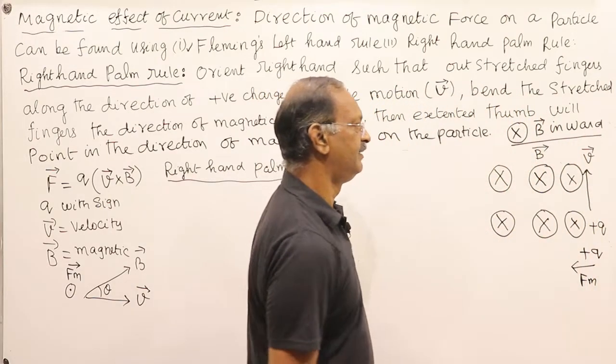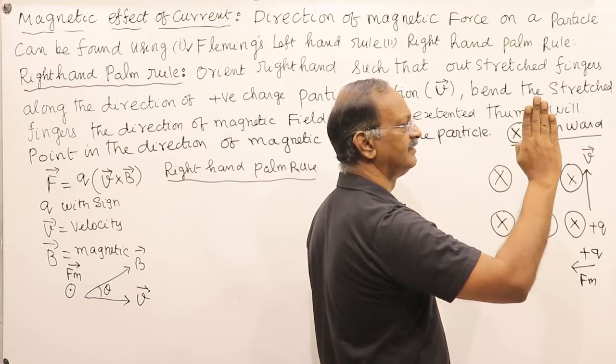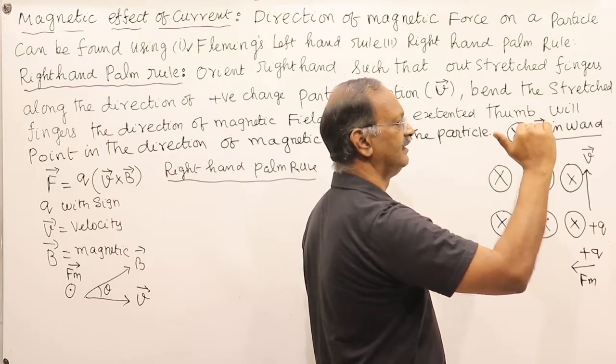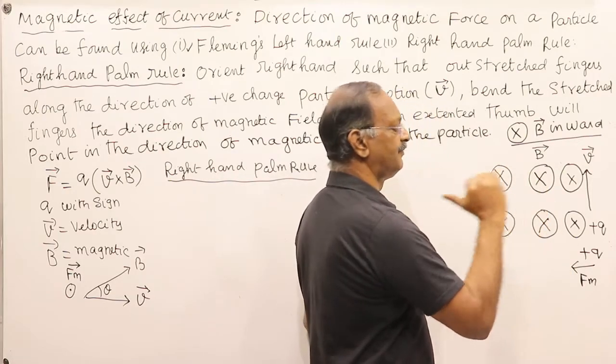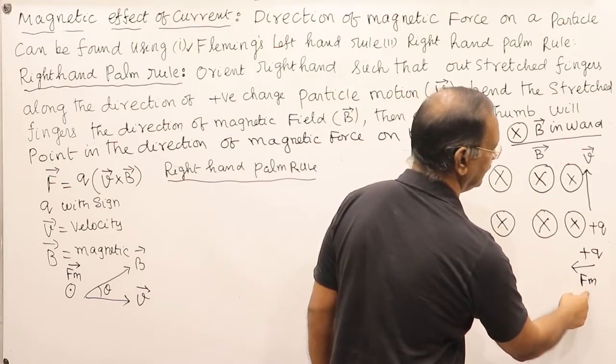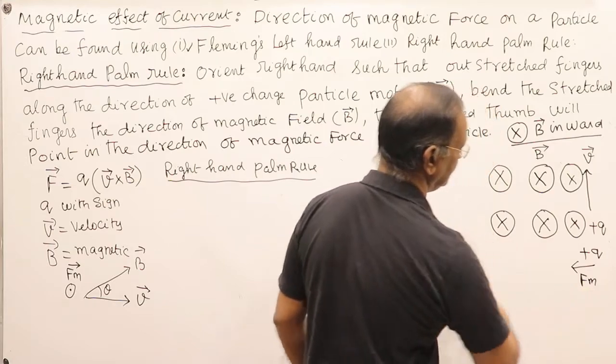Now let us repeat once again. This is the direction of velocity, and move it towards the direction of the magnetic field. You get the magnetic force on the particle in this direction.